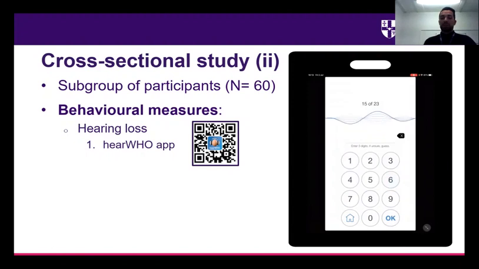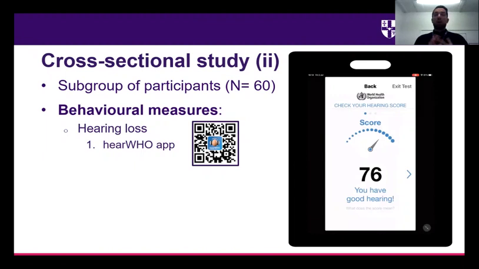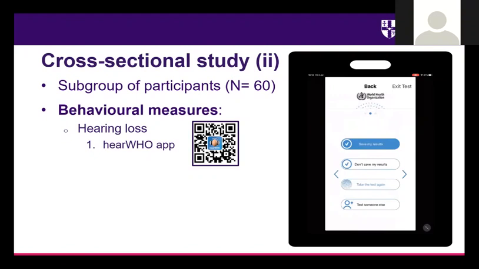And then eventually, at the very end, you get a score out of 100. Anything above 50 suggests good hearing. Anything below 50 suggests that you might have a hearing difficulty. Sorry. No, it's a Hear Who app.